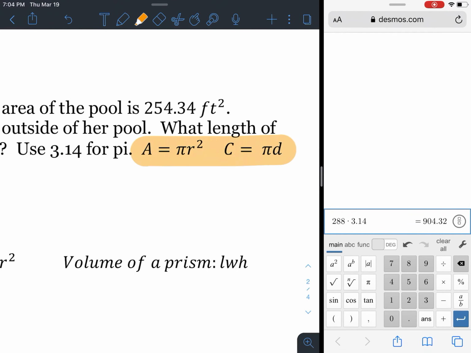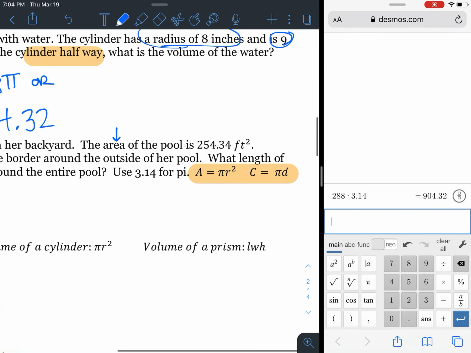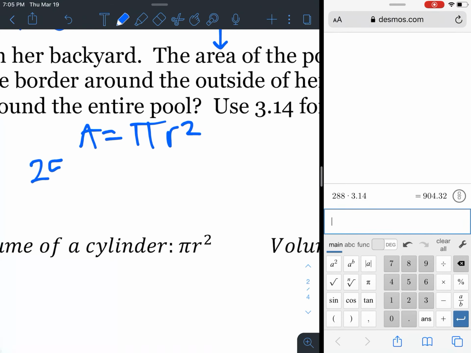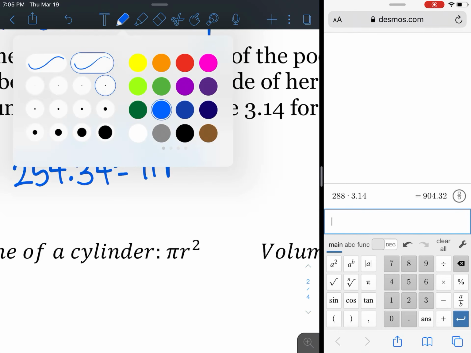Next one. Here's a clue. They gave you both formulas. That means you need to use both formulas. First thing, they gave you the area. So use the area formula first. If the area equals 254.34, then you are plugging that in for the letter A. 254.34 equals pi r squared.